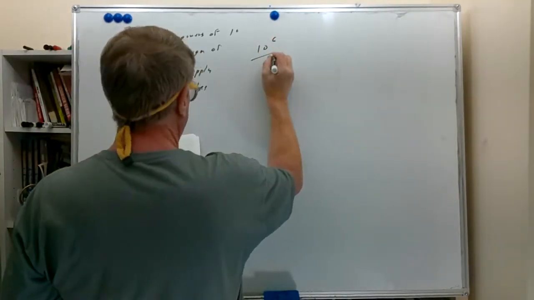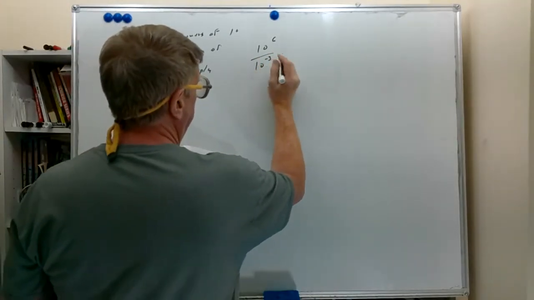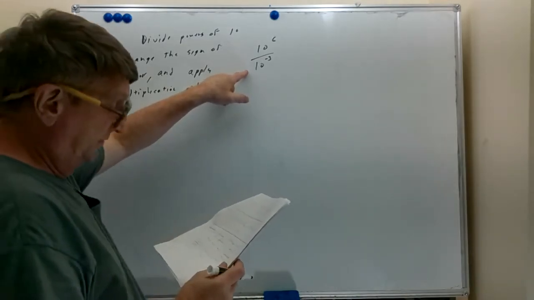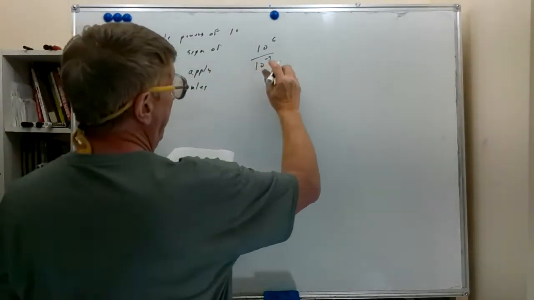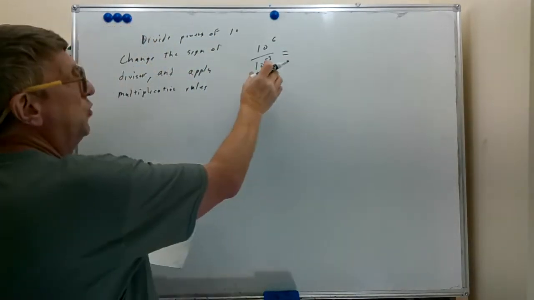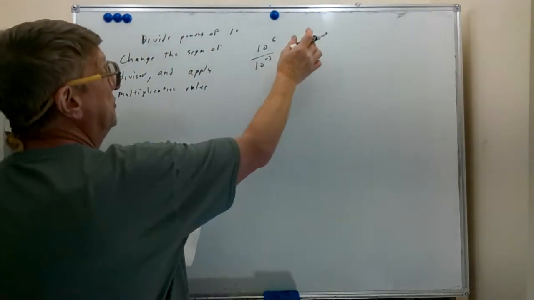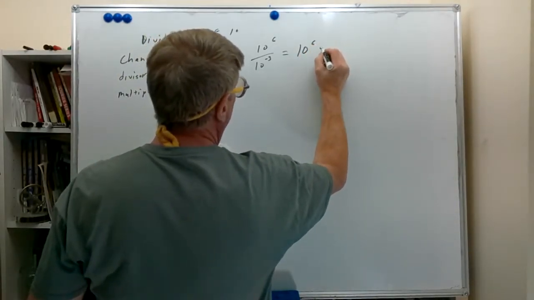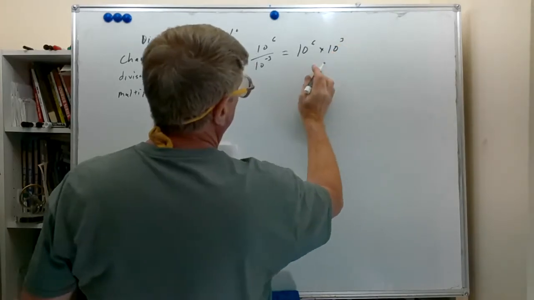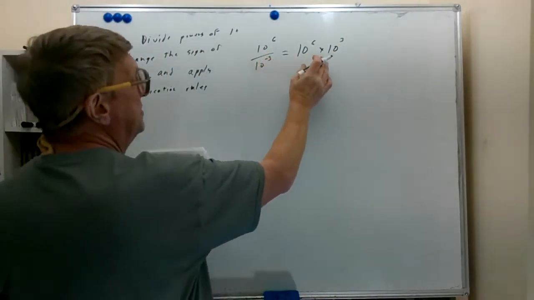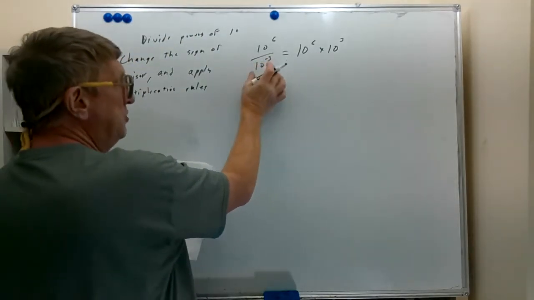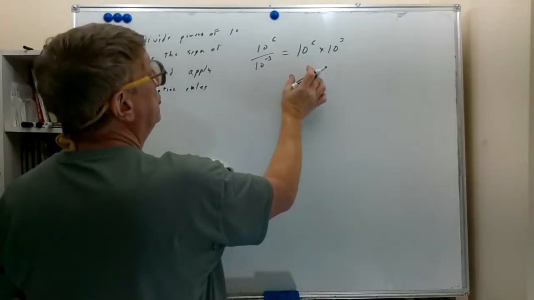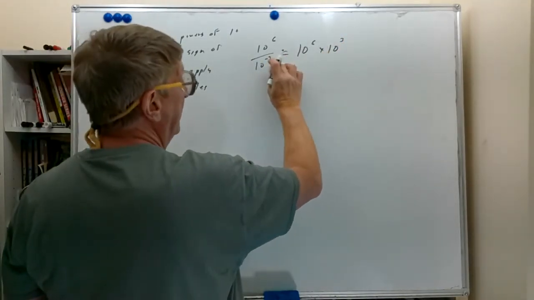So here's an example. 10 to the 6 divided by 10 to the minus 3. Now this number in the denominator, that's what we call the divisor. So first thing, I just change the sign of that. How do we change the sign of that? We move it from the denominator to the numerator. So that becomes 10 to the 6th times 10 cubed. Now it was a division problem, now it's a multiplication problem. We moved the divisor, which had a negative sign, to the numerator. We changed the sign of the exponent.